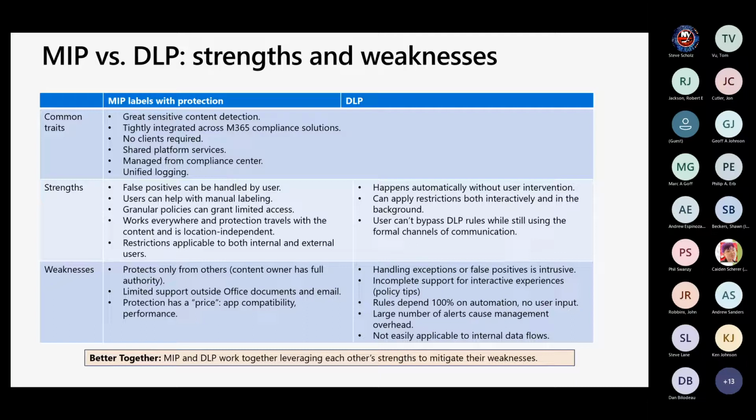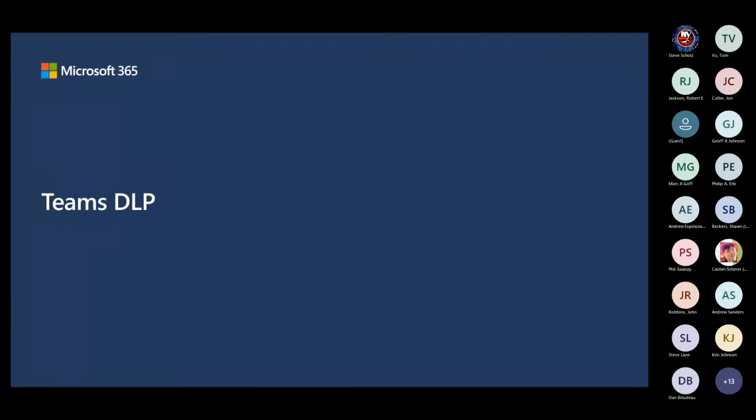So now we've gone through, we've done an overview of what MIP is, an overview of what DLP is, and a run through of the strengths and weaknesses. My next goal here is to walk you through the different ways or different locations you can actually apply data loss prevention policies.